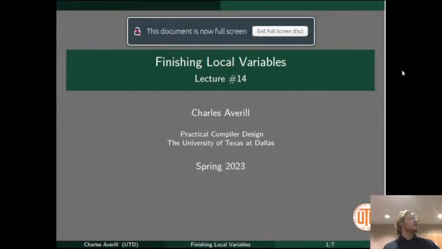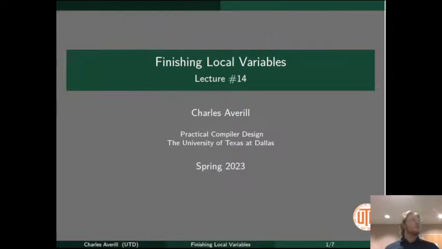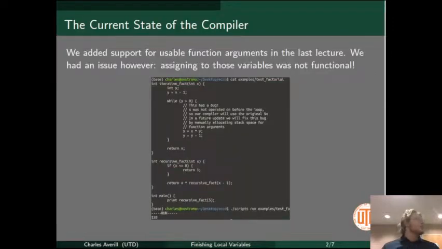Welcome back. Today we're going to finally finish up local variables. We've done this in like three or four iterations of slowly fixing things, but today we're going to do it. So in the last lecture, we finally added the functionality to use function arguments instead of just declaring them.